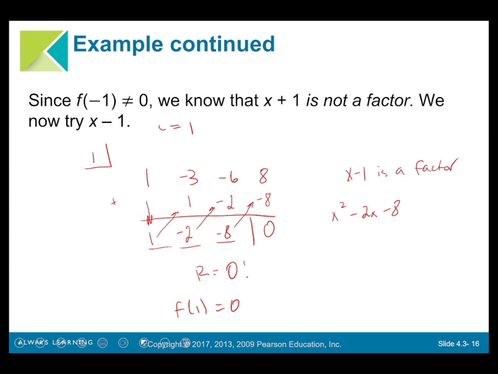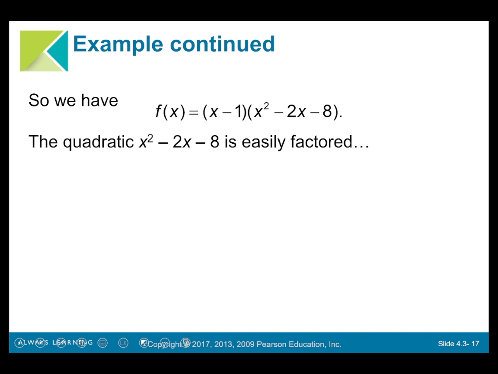So that tells us that our polynomial can be written x minus 1 times x squared minus 2x minus 8. And that's a quadratic. We can easily factor it. We have plenty of techniques for that. So x and x. What are things that multiply to 8 and add to negative 2?